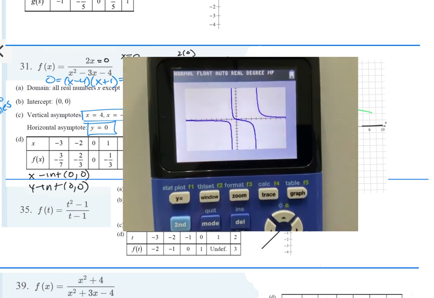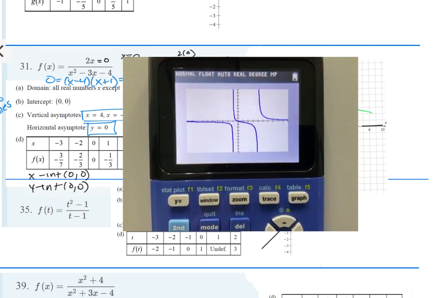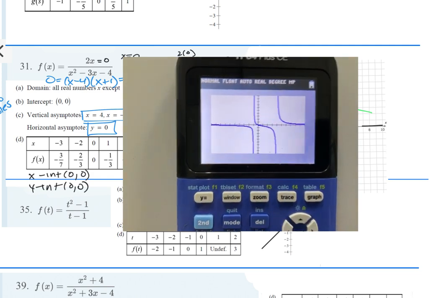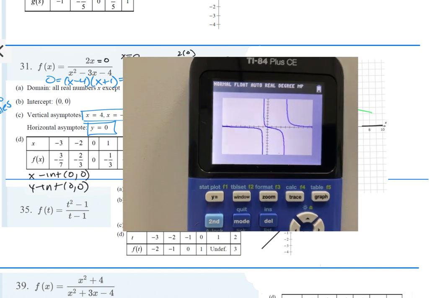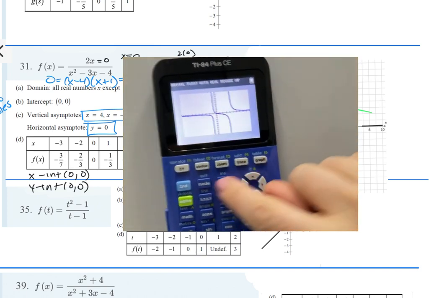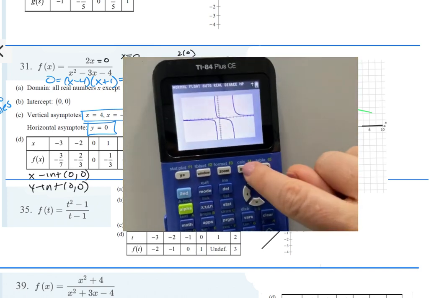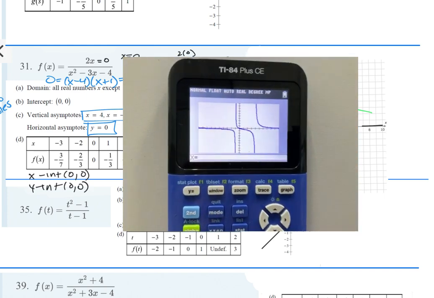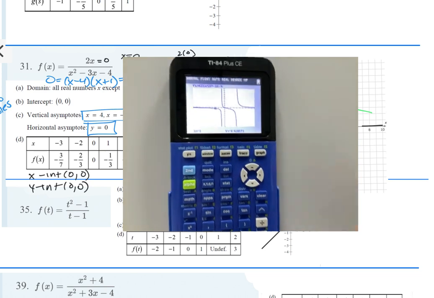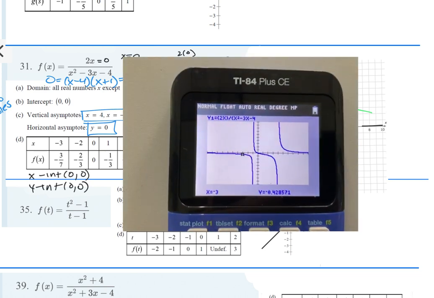Okay, and it does that kind of shape that we thought it would do, right? If you wanted to find a specific point, like if I wanted to know how close it's getting on the left side or the right side, I just go to the second calc menu, and I do value. And let's say I want to know what's happening at -3. I would just type -3, and it's going to bring me right to -3 and tell me that coordinate point.